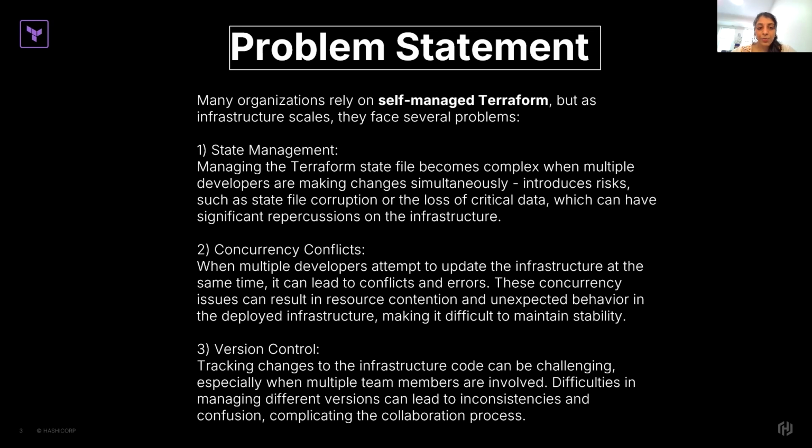The other major problem is concurrency conflicts. A lot of developers work to update the infrastructure at the same time, and this can lead to conflicts and errors. These concurrency issues can lead to a lot of resource contention and unexpected behavior in your production, which you don't want to happen.